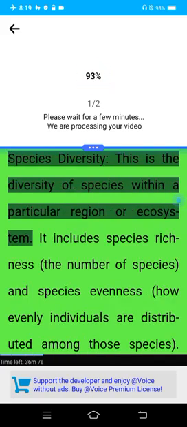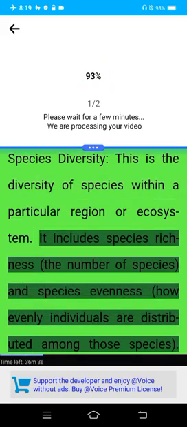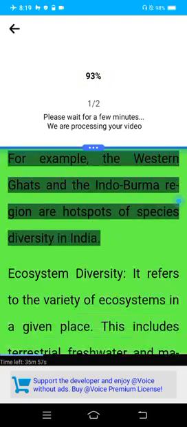Species diversity. This is the diversity of species within a particular region or ecosystem. It includes species richness, the number of species, and species evenness, how evenly individuals are distributed among those species. For example, the Western Ghats and the Indo-Burma region are hotspots of species diversity in India.